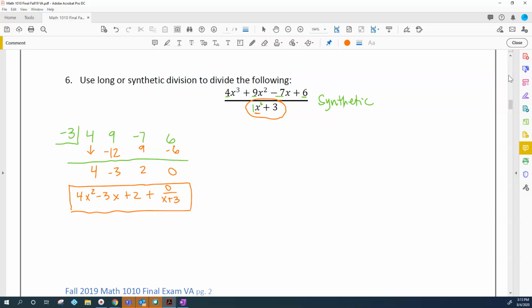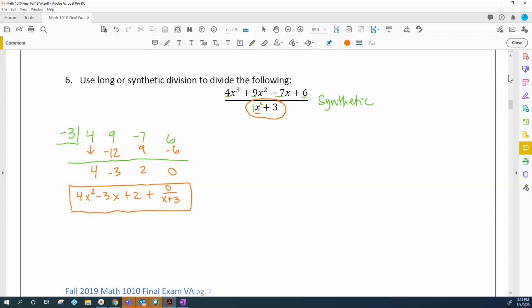So after we bring the 4 straight down, multiply that number on the bottom by the number in the box, and then put it under the 9. Then we combine those together. 9 minus 12 is -3. And then you're going to start it again. -3 times 3 is -9... combine those together, you'll get 2. 2 times 3 is 6. Combine those together and we get 0.